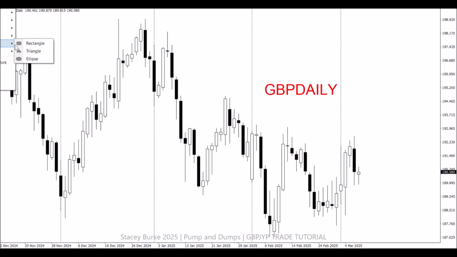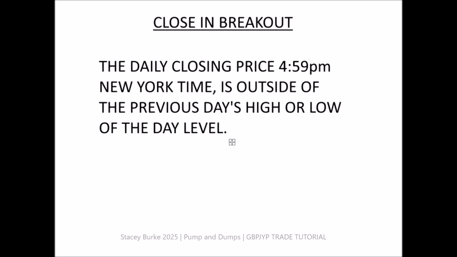The very first thing that brings us up on our watch list as a signal was the fact that the market closed in breakout. Now this is a question that I'm receiving daily. What exactly do you mean by closed in breakout? And that's a really simple definition.